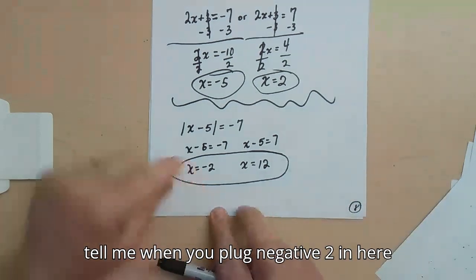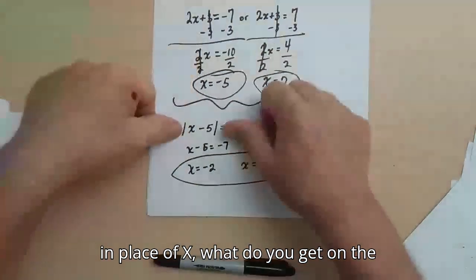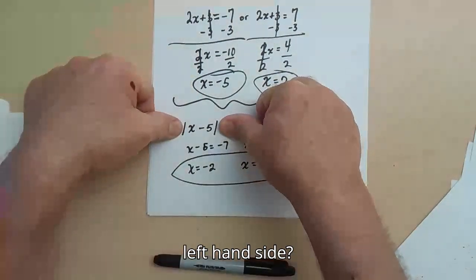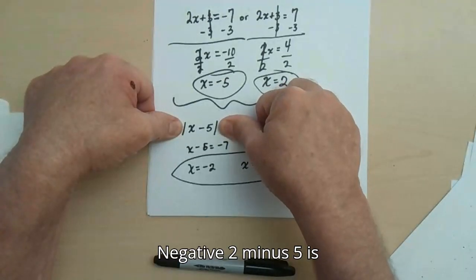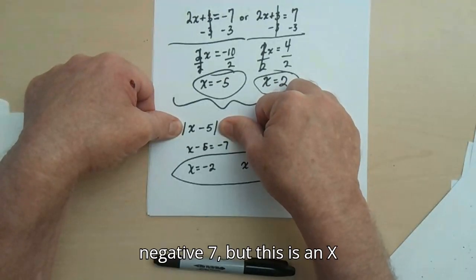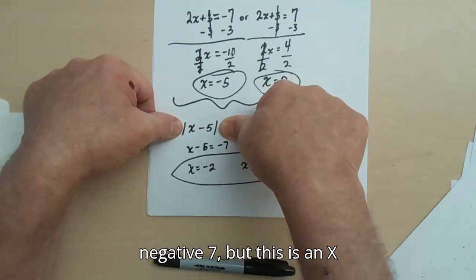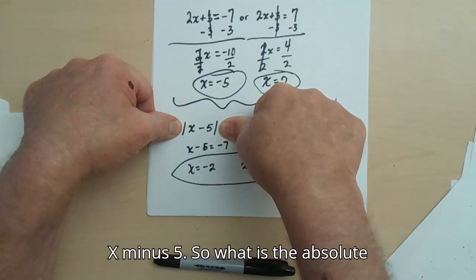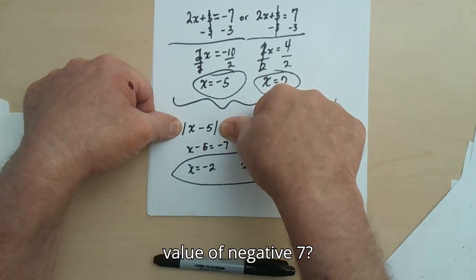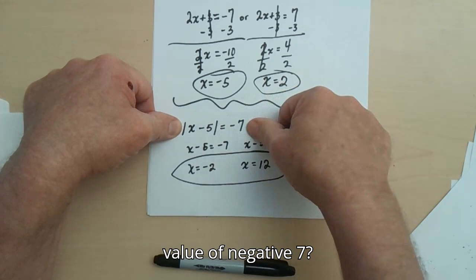Can you tell me when you plug -2 in here in place of x, what do you get on the left-hand side? -2 minus 5 is 7. -2 minus 5 is -7. -7. But this isn't x minus 5. This is the absolute value of x minus 5. So what is the absolute value of -7?